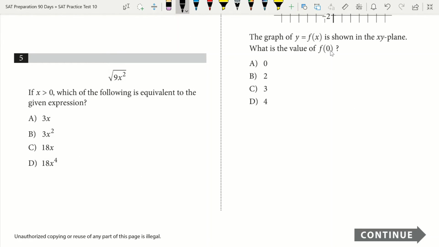All right, number 5. If x is greater than 0, so that just tells me x has to be positive. That's all it's saying. Which of the following is equivalent to the given expression? Okay, first thing that jumps out to me right away is I have the square root of 9. I know the square root of 9 is 3. Next thing I see is I have x squared. Square root of anything with x squared is just going to be x, right? Because that square root takes away my squared. So now I'm just going to be left with 3x. So my answer there would be A.